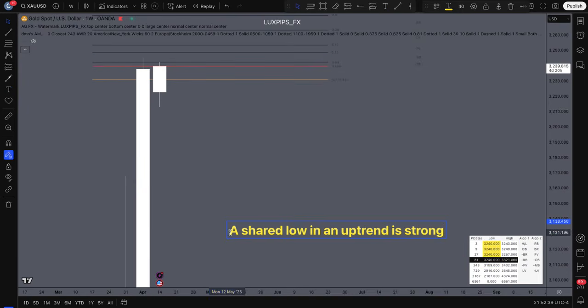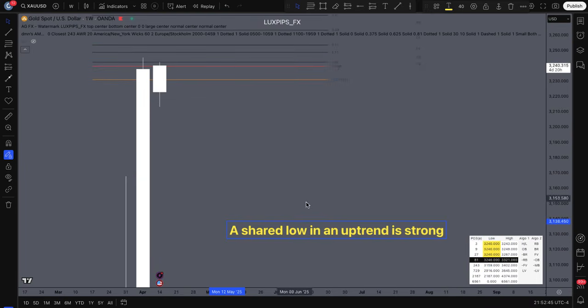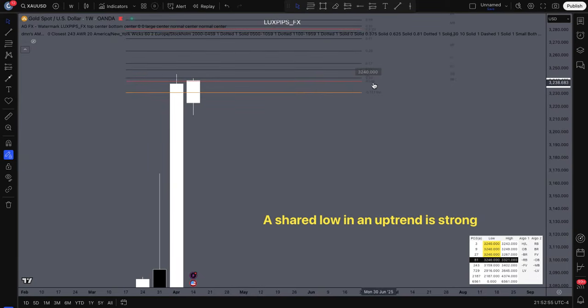And vice versa. A shared high with the PO3 numbers, shared through all of them, and a downtrend is strong. So of course, in an uptrend we don't really want to look at the highs of Goldbach. We want to be looking at the lows.